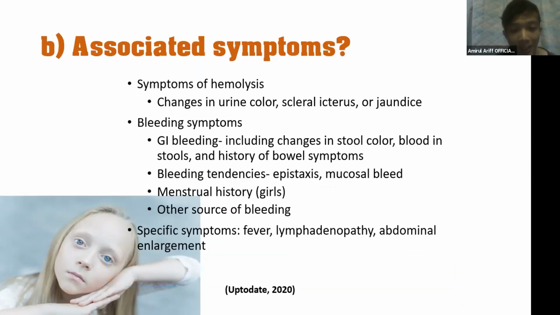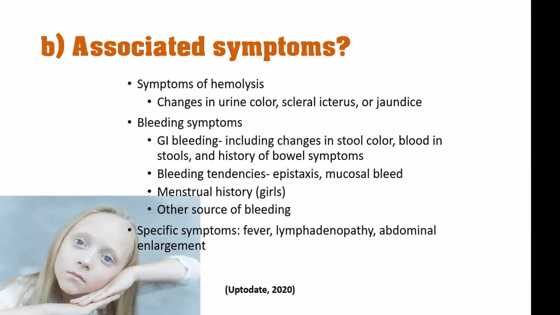So next we want to specify more regarding the causes of anemia. We ask regarding the associated symptoms. We ask regarding the symptoms of hemolysis, like change in urine color, scleral icterus, or jaundice. We ask as well regarding bleeding symptoms, because bleeding can also cause anemia. We ask the stool color, blood in stool, and history of bowel symptoms. And we ask as well regarding bleeding tendencies like epistaxis, mucosal bleeding, menstrual history in girls, and other sorts of bleeding.